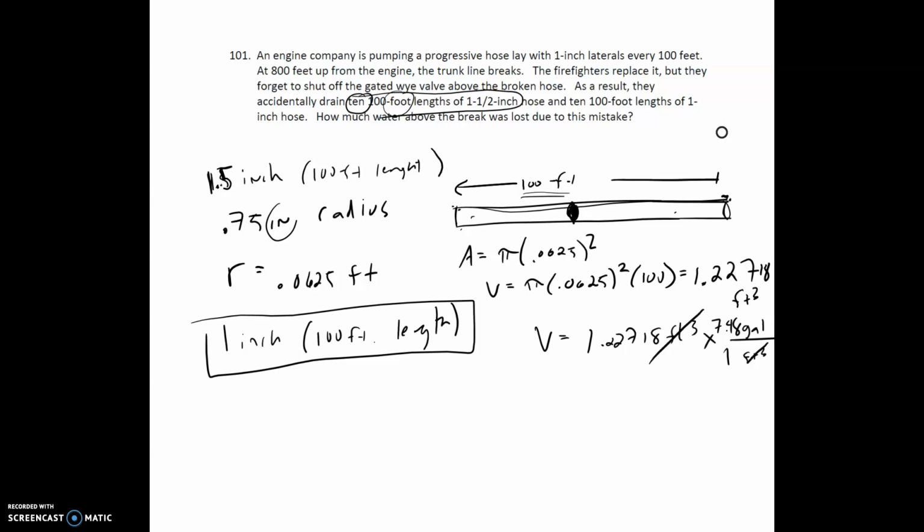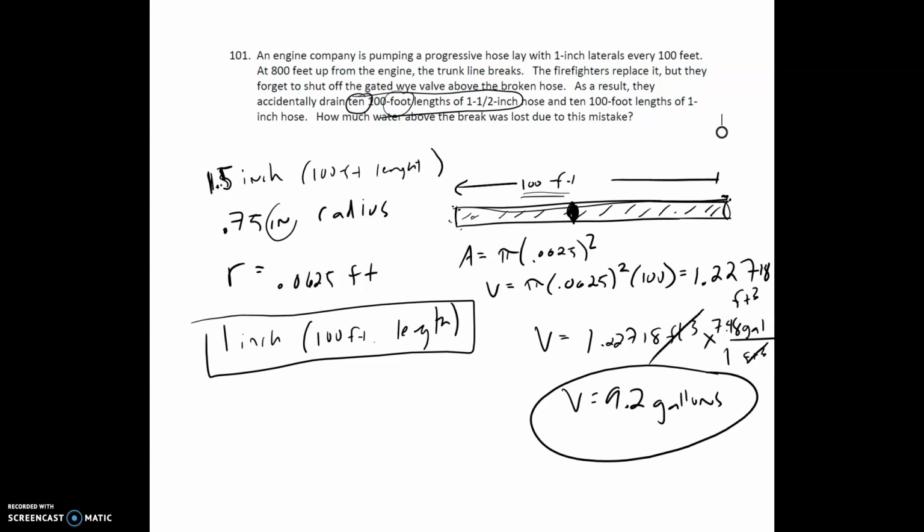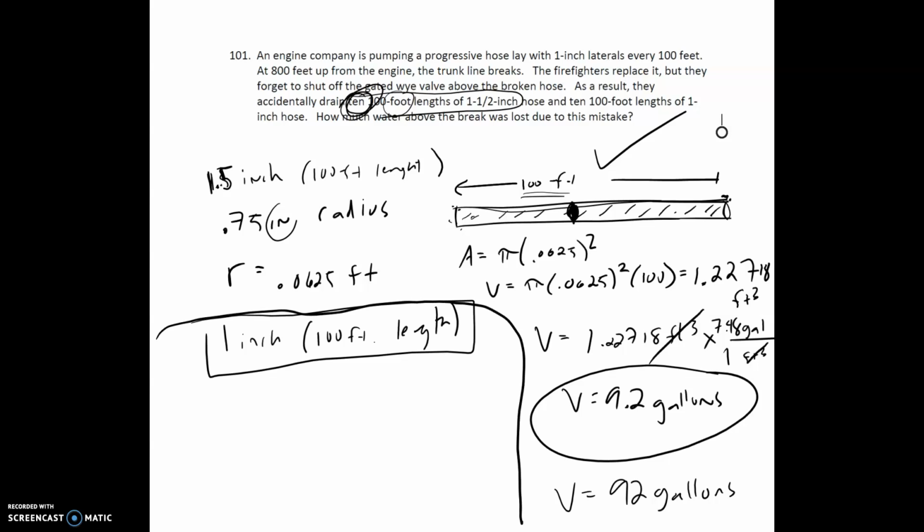And I get 9.2 gallons. Okay, 9.2 gallons. So that is how much water is in this 100-foot length of hose. Okay, but there's 10 of these. So that means I lost 92 gallons from the one hose. Okay, check. We got that one done. Now I have to do the exact same process, and I'll leave this up to you. The exact same process with the 1-inch hose.